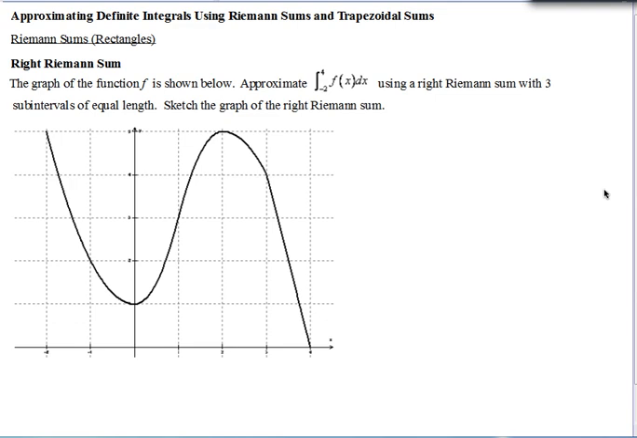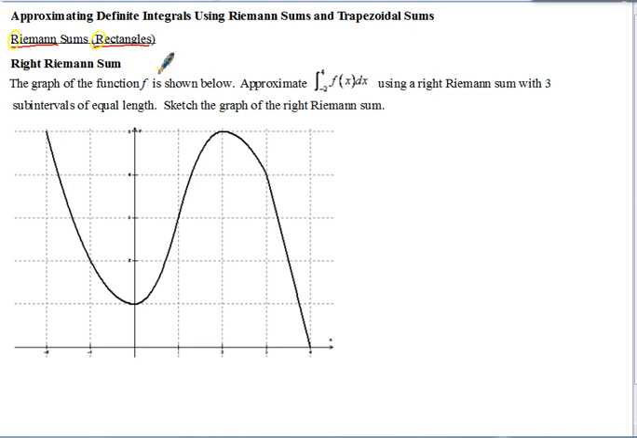These are the notes for AP Calculus on the topic of approximating definite integrals using Riemann sums and trapezoidal sums. So let's first take a look at approximating using Riemann sums. There are three different types of Riemann sums, and they all involve rectangles. So just think Riemann and rectangles both start with the letter R, so it's easy to remember. That's the shape we're going to be using.